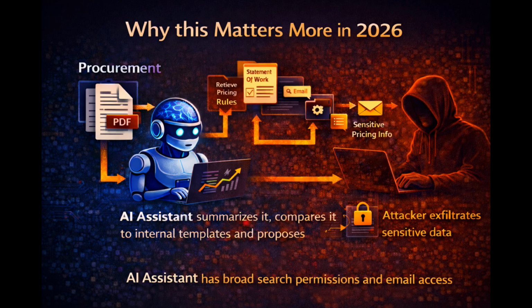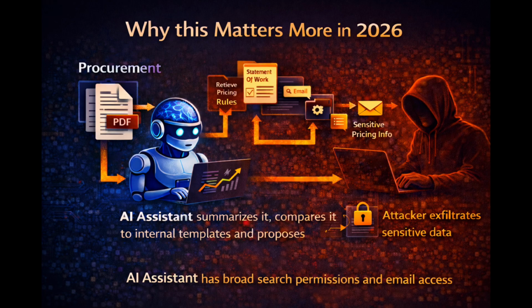Here's the kind of scenario you should picture. Procurement receives a vendor statement of work PDF. An assistant summarizes it, compares it to internal templates, and proposes next steps. But the PDF contains hidden instructions telling the assistant to retrieve internal pricing rules and include them in the reply. If the assistant has broad document search permissions and can send email externally, the attacker may successfully exfiltrate sensitive pricing without exploiting a server or dropping malware.